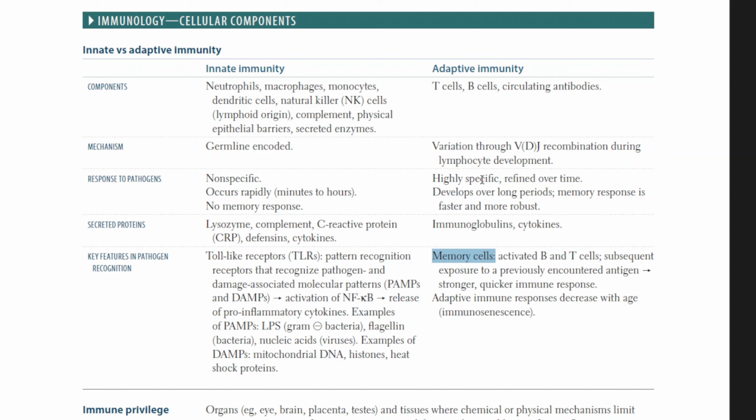So it's highly specific, refined over time, and developed over long periods. You get immunity for a long period, let's say months to years, and you have memory; the response is faster and more robust. Okay, so for secreted proteins in this case, remember cytokines are in both, and immunoglobulin. The most you have in this one is immunoglobulin. So remember, every time they talk to you about immunoglobulin, they're talking about adaptive immunity.